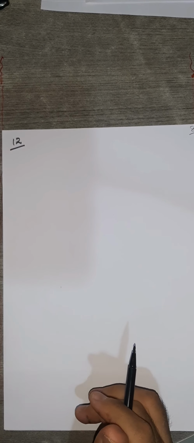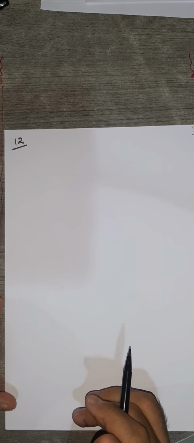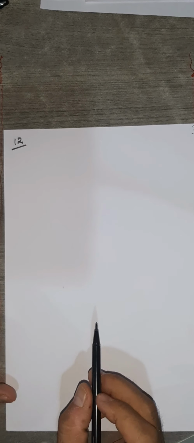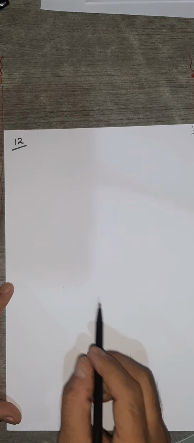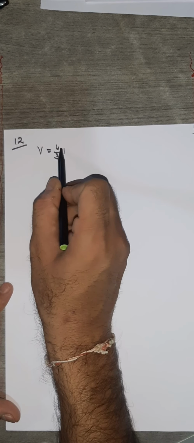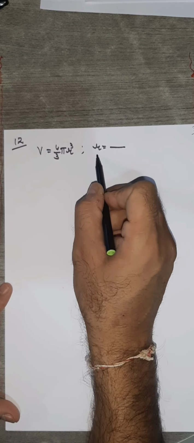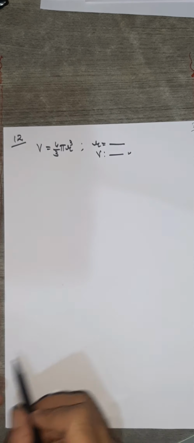12th question, radius of an air bubble is increasing at this much rate. So air bubble means it talks about what? Sphere here. So we need to write the volume of a sphere. V equals 4 by 3 pi r cube, as we did number of times, where r is the radius and V is the volume.